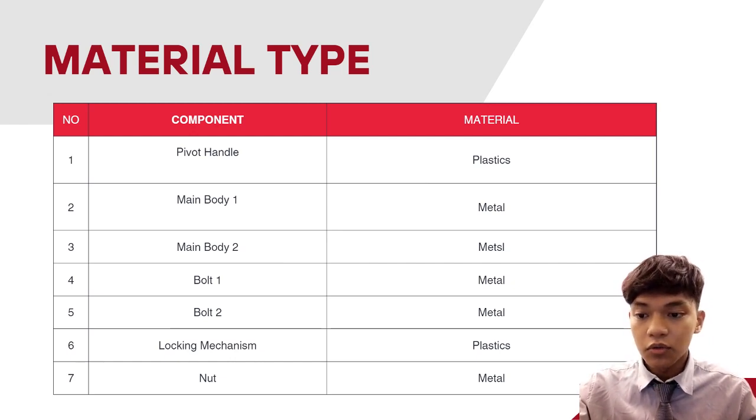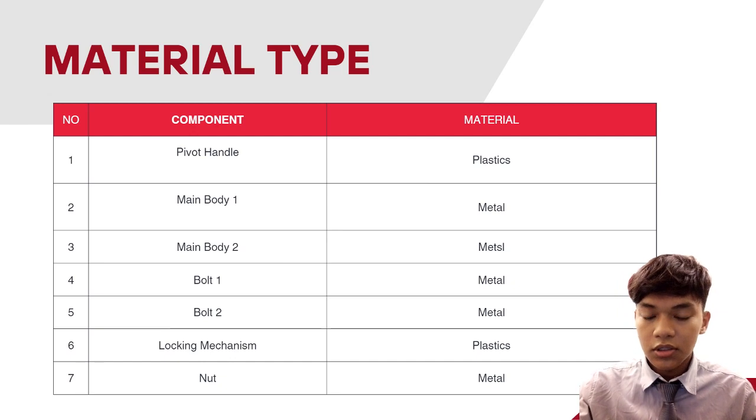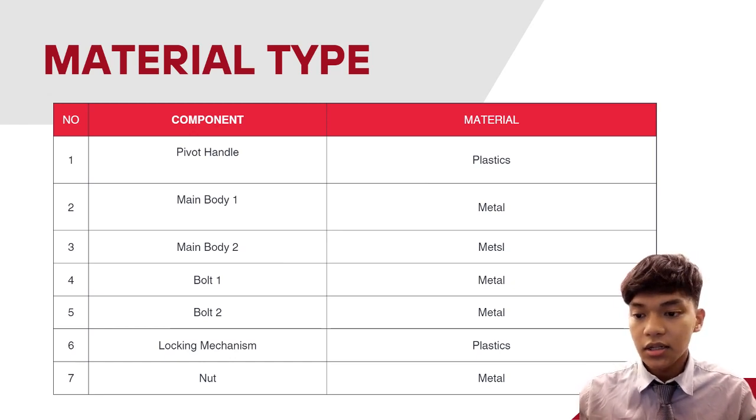Next one is another bolt. This one is used to connect and lock the 2 main bodies to the pivot handle. It is made out of metal. And the last one is the nut. It acts as an interlock for the bolts. It is also made out of metal.